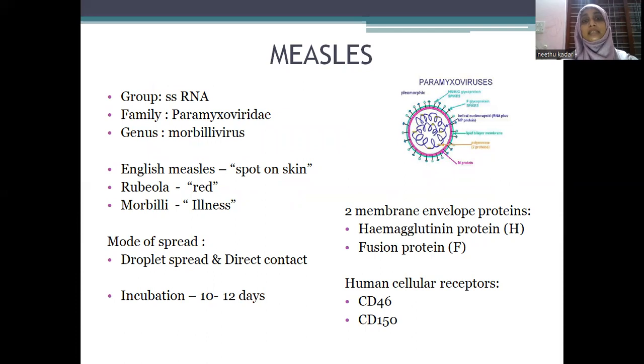Next is measles. Measles is an acute contagious viral infection caused by a paramyxovirus of the genus Morbillivirus. It is a single-stranded RNA virus. It is also called English measles, which means spots on the skin, rubeola, which means red, and morbilli, or illness. The mode of spread of measles is droplet spread and direct contact. The incubation period is 10 to 12 days.